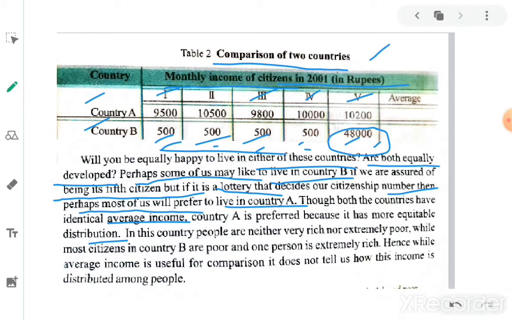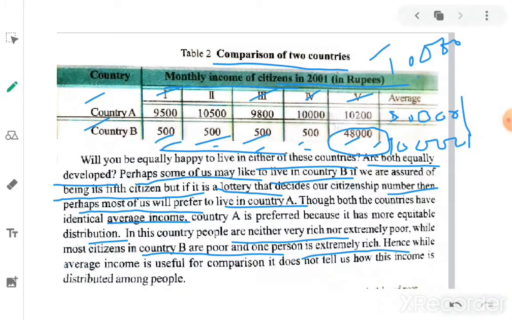overall, if you observe, the average income of both of the countries is equal. Here, the total of these 5 members' income is 50,000, and 50,000. When you calculate the average income of each country, you will get 10,000 rupees per person. So the average income of both the countries is equal, but there is a lot of difference in the equitable distribution of income. In country A, the people are neither very rich nor extremely poor, while most citizens in country B are poor and one person is extremely rich.